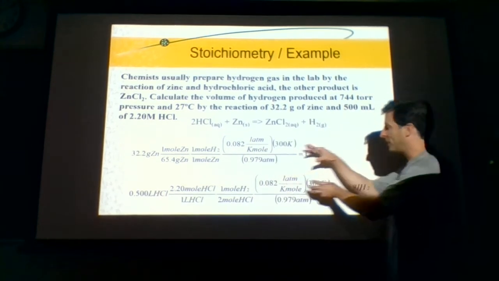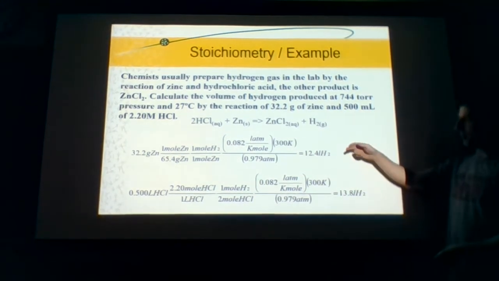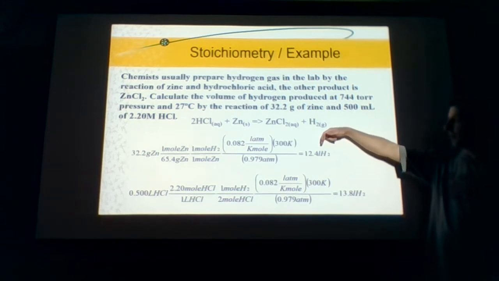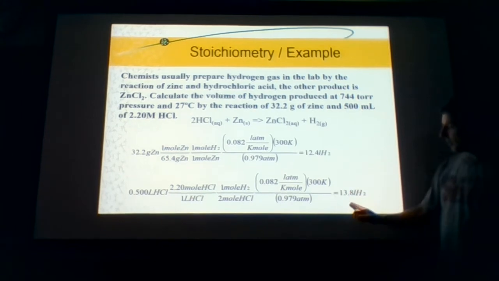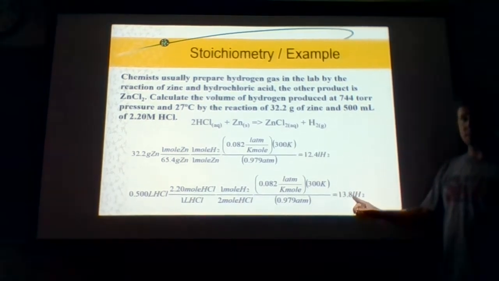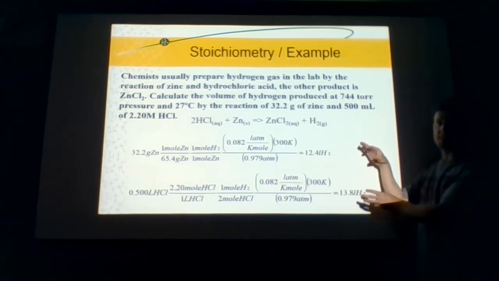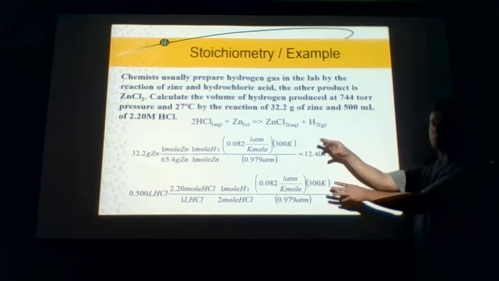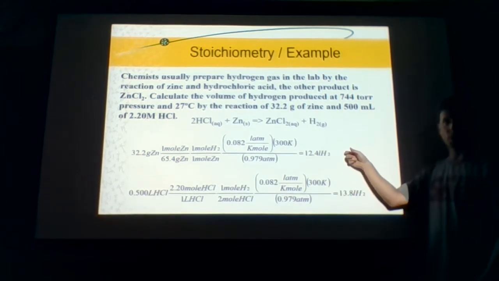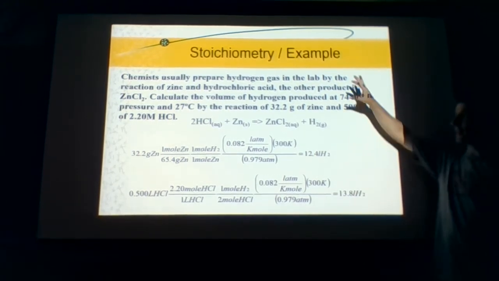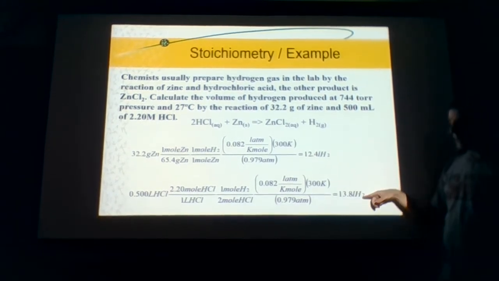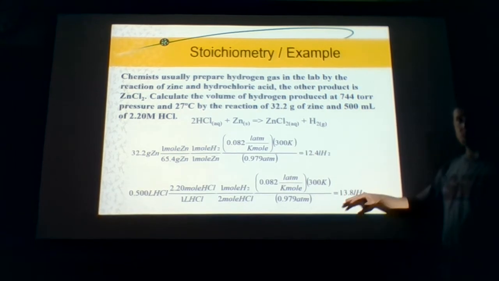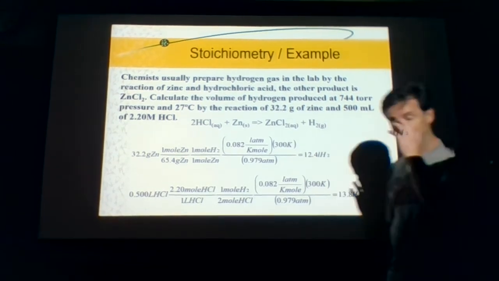If you happen to finish both, I would get that the zinc has the capability of producing 12.4 liters of hydrogen. The HCl can produce 13.8 liters of hydrogen. If I work both problems to the final answer, the smaller one's the correct one. So the answer to this question is 12.4 liters. 13.8 is not possible, so that is an incorrect answer.